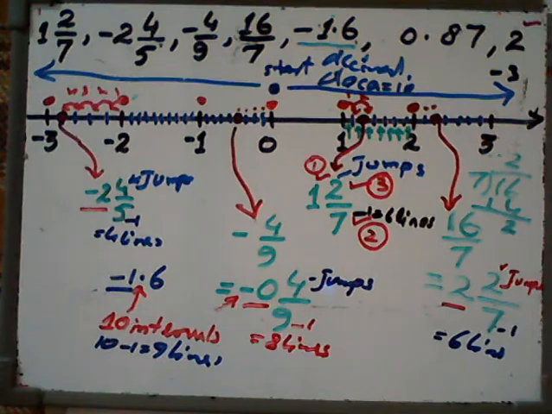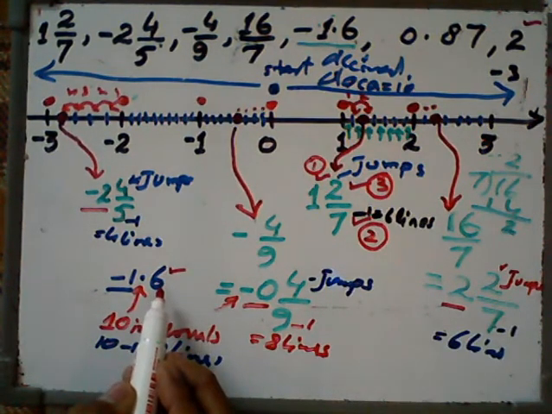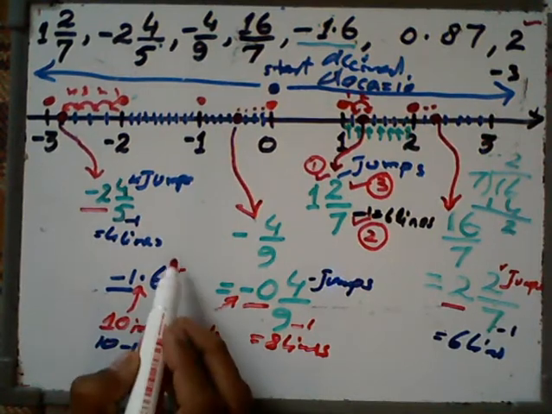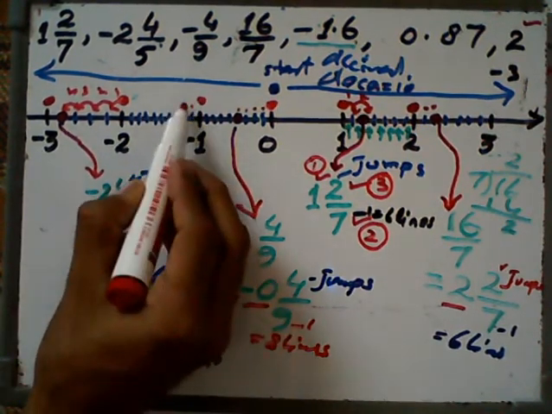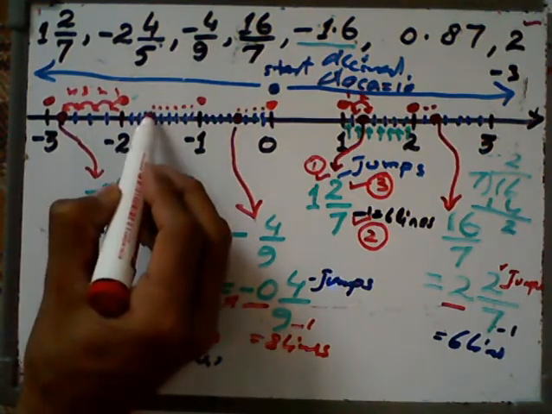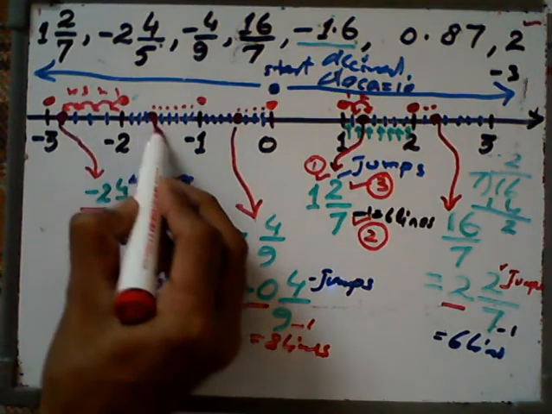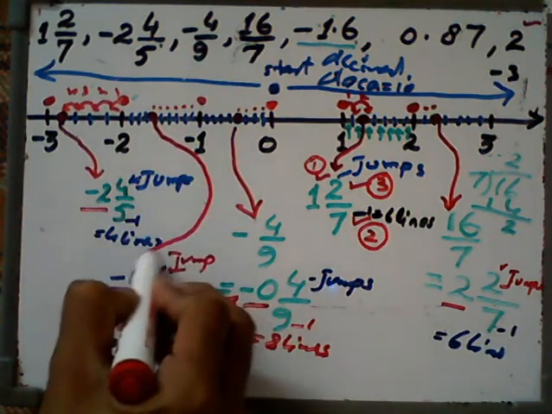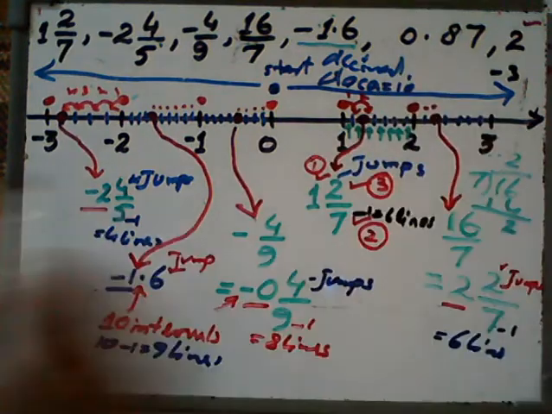We have 9 lines. Now the digit after the decimal point is 6, so we'll be making 6 jumps. We'll be drawing first jump, second jump, third jump, fourth jump, fifth jump and sixth jump. So this position, the sixth jump, is our last position of minus 1.6. So this is our answer. Now about 0.87.